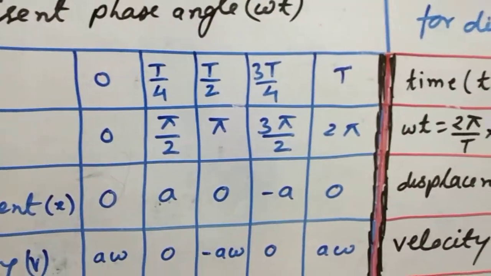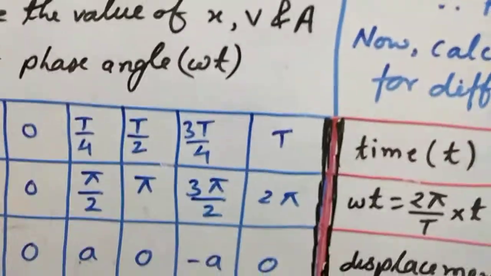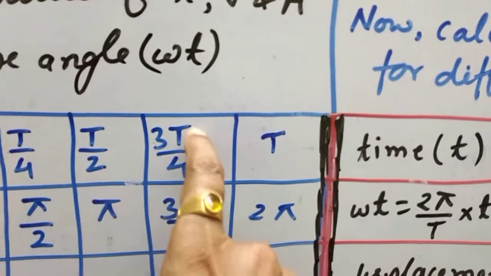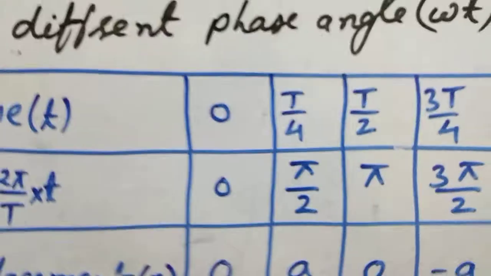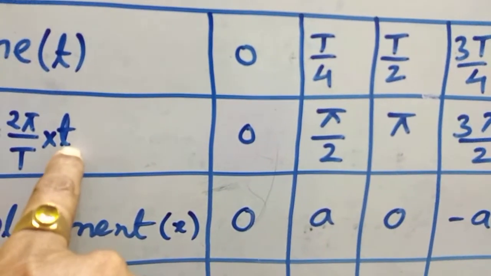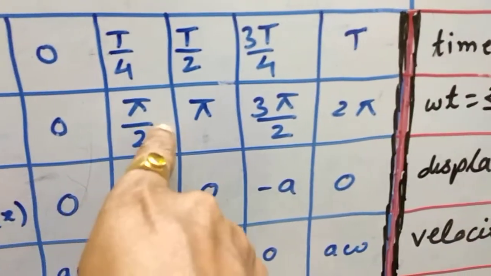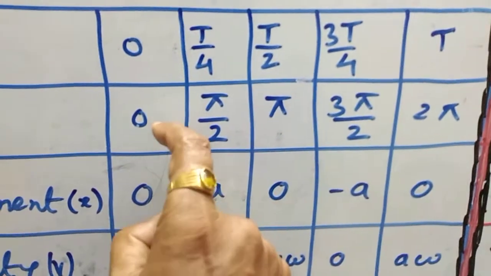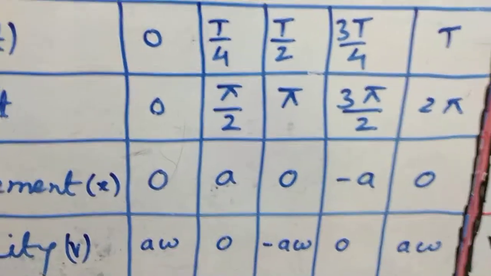As we know, as time increases for one oscillation, the time is divided into 0, T by 4, T by 2, 3T by 4 and T. So according to this, the value of omega t is calculated when we substitute the values of small t: 0, T by 4, T by 2. In this way we obtain omega t equal to 0, pi by 2, pi, 3 pi by 2 and 2 pi. So put these values of omega t in equations 1, 2, 3, then the displacement, velocity and acceleration are calculated.